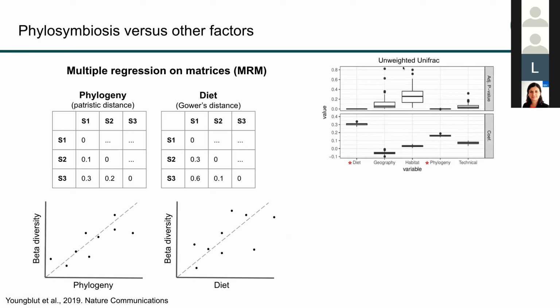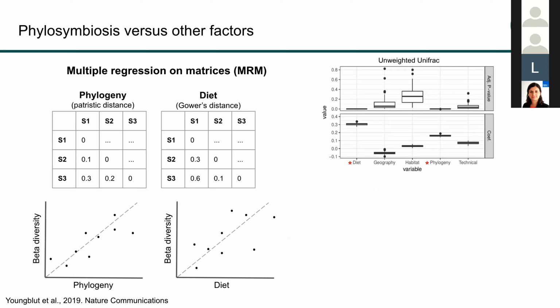So here's the results, at least in regards to looking at unweighted UniFrac for beta diversity, and the factors were host diet, geography, habitat, phylogeny, and technical. Technical included sample type, whether it's gut contents or feces, and also whether the animal was captive or wild. And so you have a coefficient or the effect size, and then the p-values. The box plots represent a way to deal with the different number of samples per species. So this varied depending on the species.